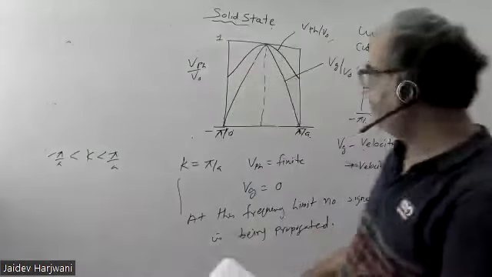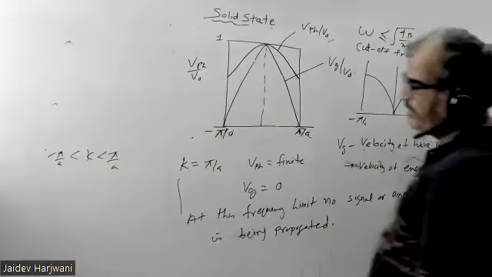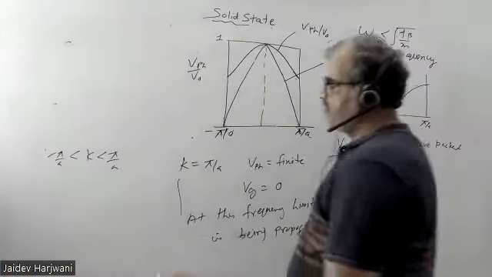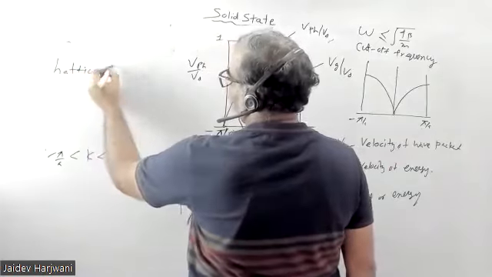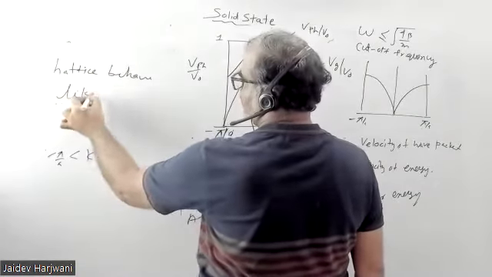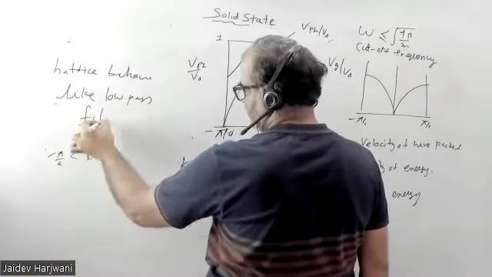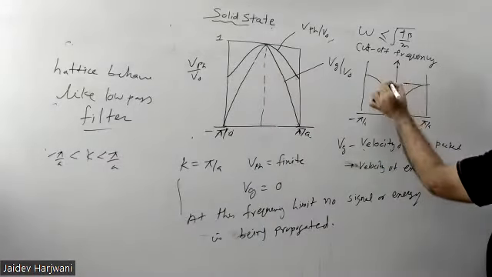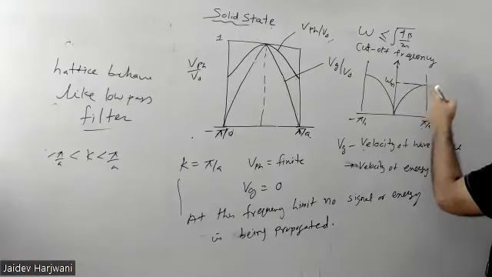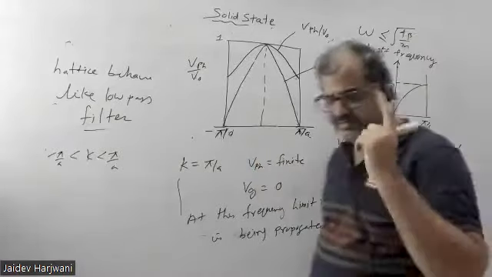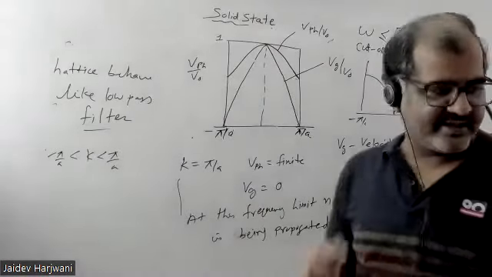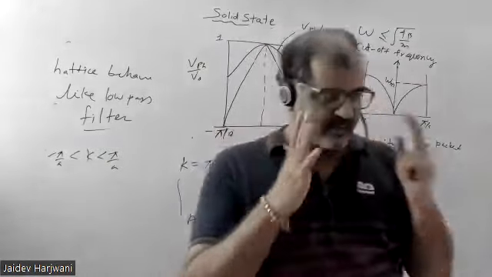That means your lattice behaves like a low pass filter, because there is a maximum limit. The lattice will pass frequencies below it, and only those modes will propagate in it. So your lattice behaves like a low pass filter, which means there is an upper limit on frequency. Only this much frequency can propagate; beyond it, no frequency will propagate. That's why a 1D lattice, or any lattice, behaves like a low pass filter. So we have discussed this here.